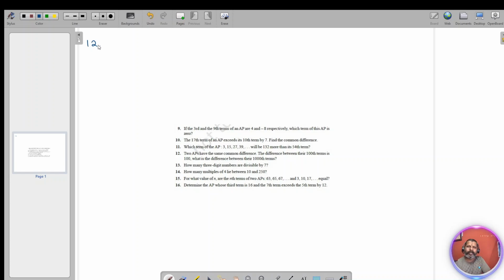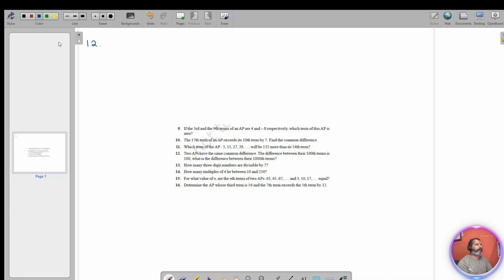If you put logic, if the common difference is the same, then the difference between any two corresponding terms becomes the same only, right? That's the logic here. It is a 1 mark question, but since you solve it properly, it will become a 3 mark question. Otherwise, whatever the difference, 1000th term or 8th term, when the common difference is the same between two APs, it comes the same. We should get 100 as the answer here. Okay, we'll solve like this.